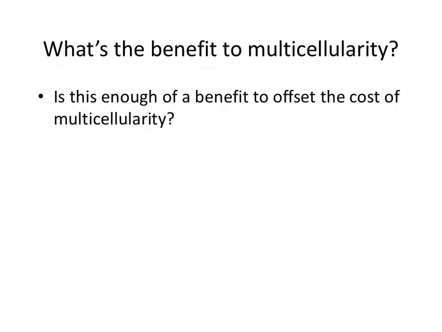Okay, so specialization. So you can do a lot more different types of things as a multicellular organism than you can as a unicellular organism. That's why I've got a liver that can detoxify both alcohol and benzopyrenes. I've got different cell types that produce different enzymes that detoxify different components, different chemicals.